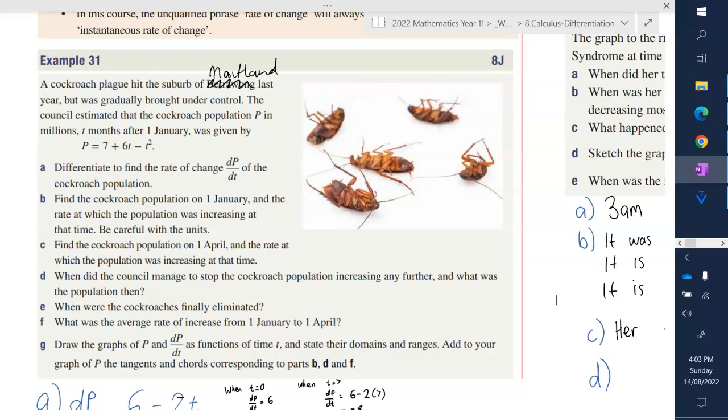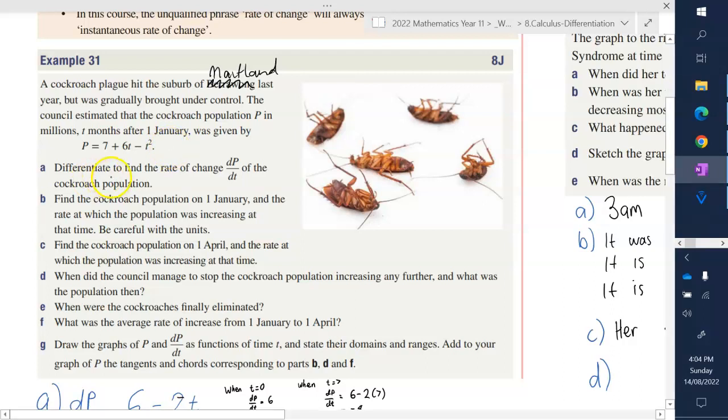The council estimated that the cockroach population P, which is in millions, and it's calculated monthly, so T is months, and we started calculating it from January the 1st. It was given by this equation here. P is equal to 7 plus 6T minus T squared. So we've got a population in millions, and time in months. This one is a lot easier than the last question that we looked at with our rates of change because we're given a function to deal with in this case.